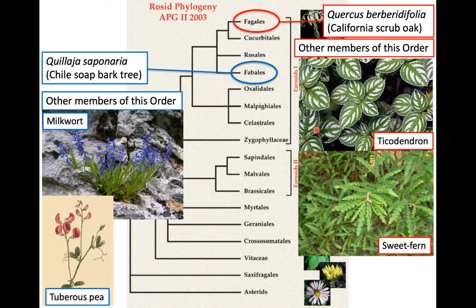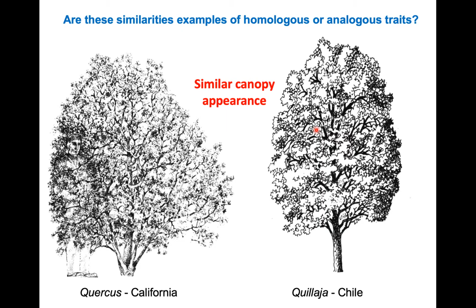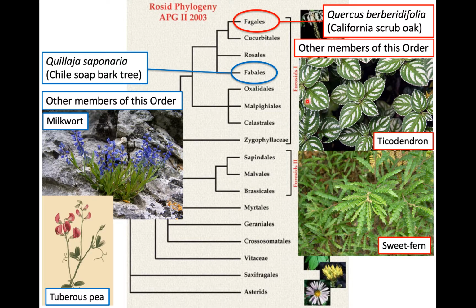And so if I asked you if these are homologous or analogous, you would say, well, I'm not an expert in the taxonomy of Quercus, and therefore I don't have enough information to answer your question. And so let's look at the phylogeny. And so it turns out the Quercus, which is California scrub oak, by the way, all oaks belong to the same genus of Quercus, so all oaks are different species of the same genus. It is in this group called the Fagales.